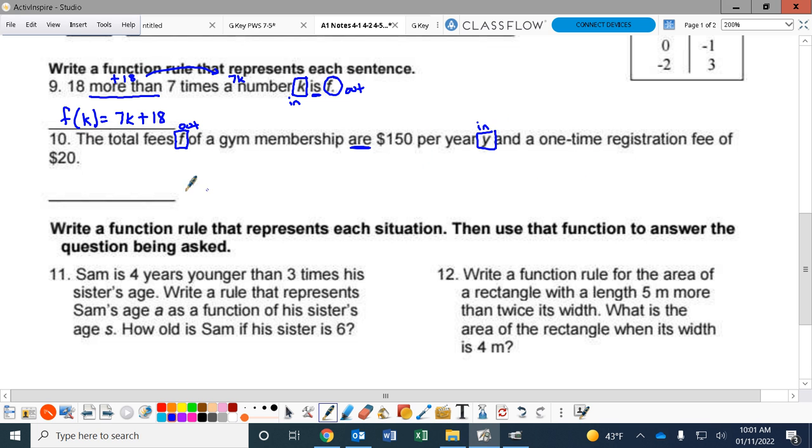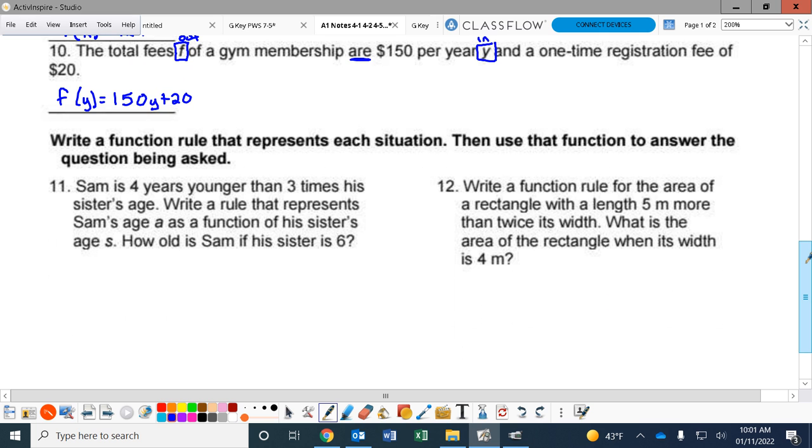It's connected to all the other numbers. So when we write it, it's going to be F of Y equals, okay, it's $150 per year. So how do we write that? 150Y. And what else do they have to pay? Plus $20 for the registration fee. Good. Thank you. Plus $20. Nicely done. Okay, last two.